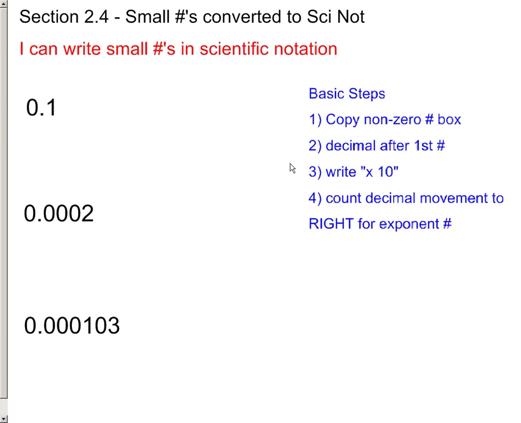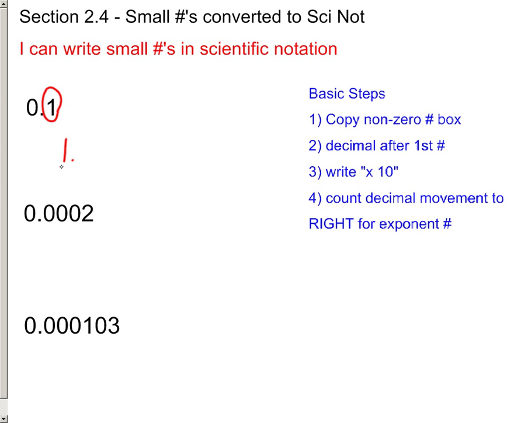Please keep in mind these basic steps in blue that are listed on each page. It gives you a rough idea of what to do. And let's go ahead and start. Let's write this small number, 0.1 or 1/10, into scientific notation. What are my non-zero numbers? In this case, it's 1. So I'll write a 1 right here.